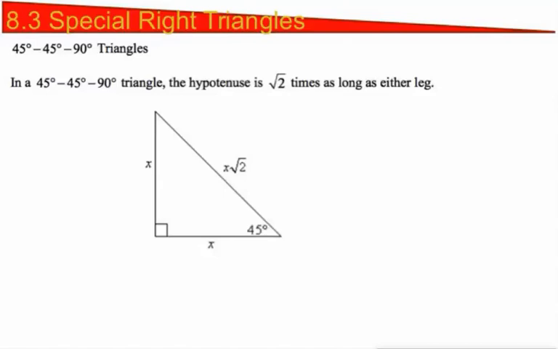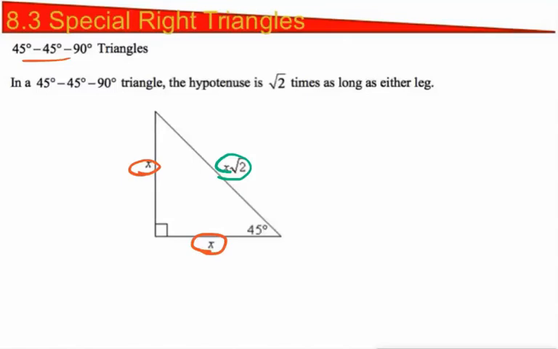First, the 45, 45, 90. Talk about it in terms of its angles. 45, 45, 90, it's an isosceles triangle. So it will have two sides, the two legs, that are the same length. They'll be x. Might be 5 and 5, might be 12 and 12, but they'll be the same length. The third side, the hypotenuse, will be different, and it'll be x root 2.